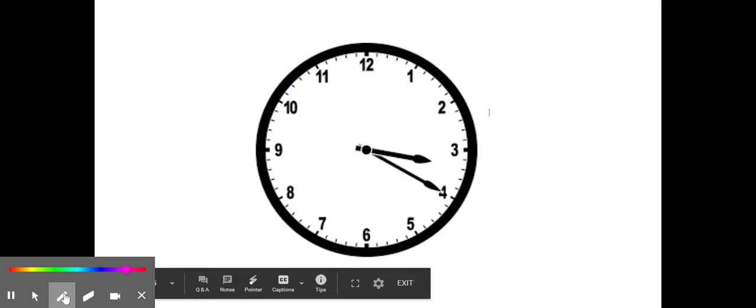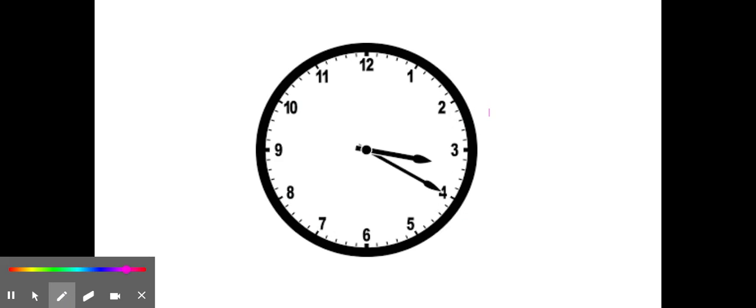Let's tell the time on one more clock. I see the hour hand is the short hand. Everyone find the short hour hand. I'll color it pink. It's in between two numbers. Is it going to be 3 or 4? It will be 3 because 3 comes first.